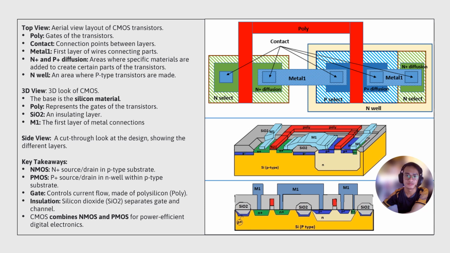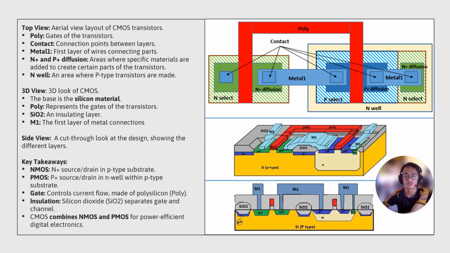At the side view, we have a cross-sectional view of the CMOS structure. It provides a clear look at how the different layers stack upon each other. This view helps in understanding the depth and layering involved in the process of creating CMOS transistors.